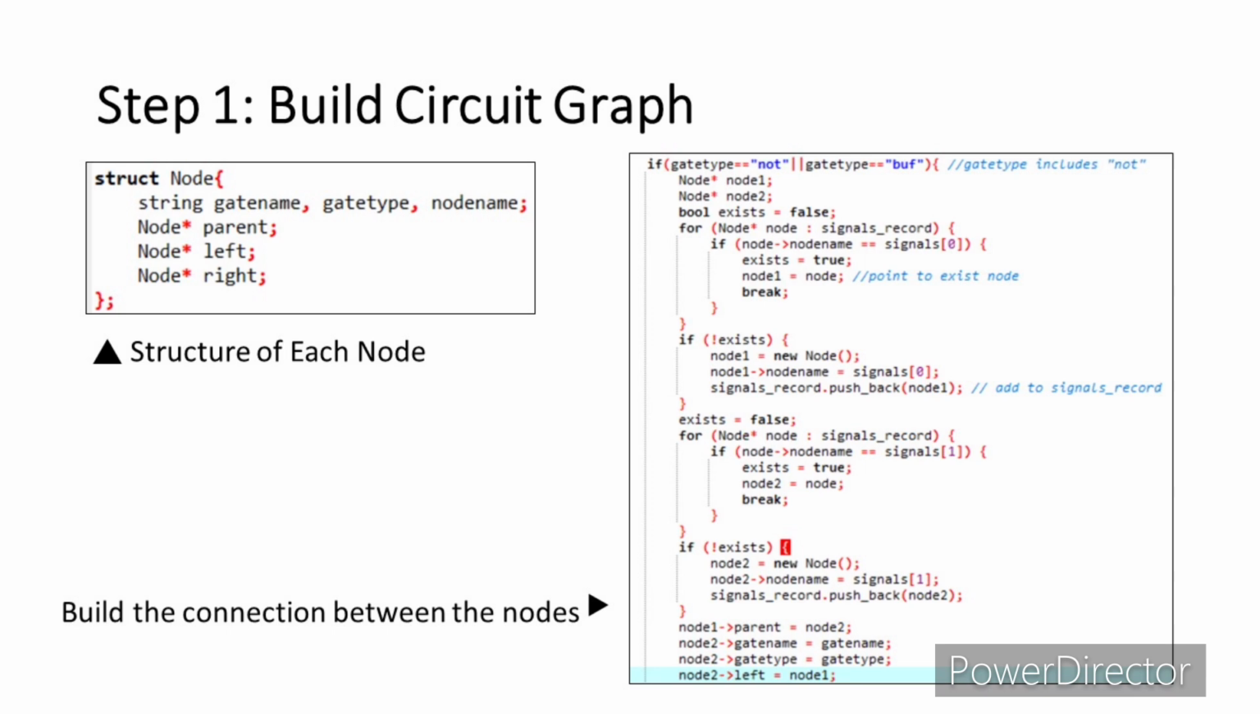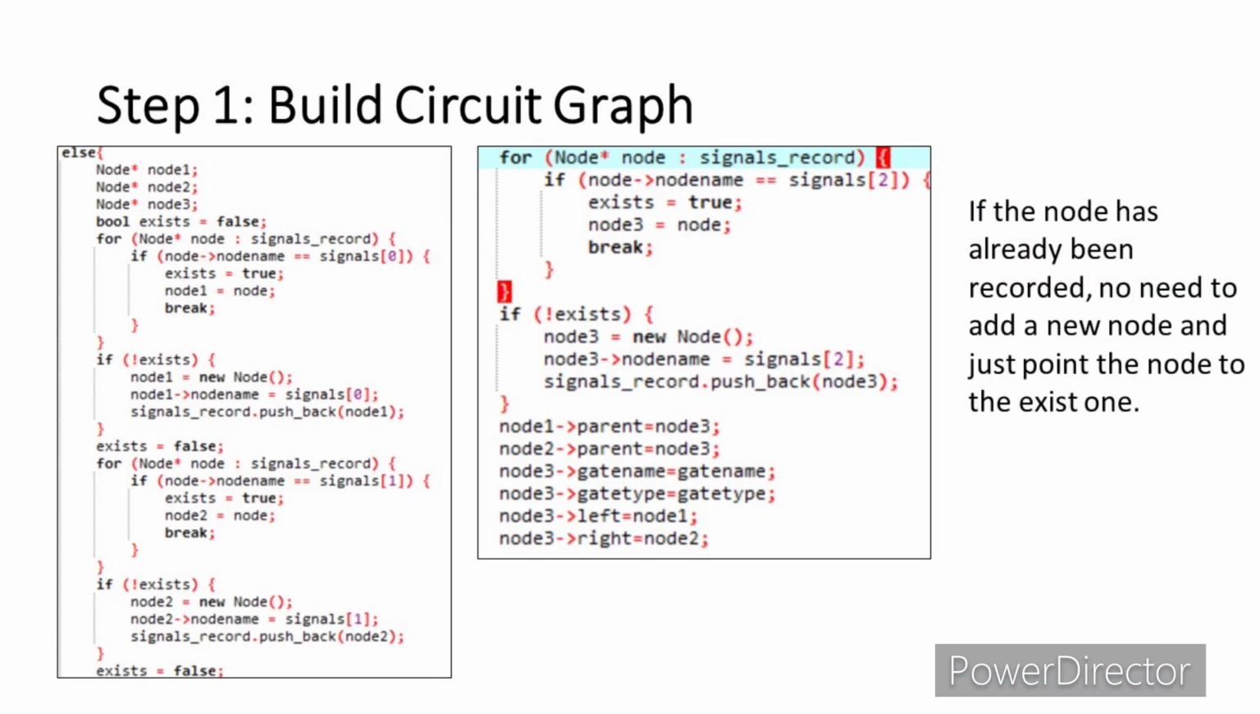By connecting wires, inputs, and outputs to nodes in the tree, I was able to build the structure for the circuit. And if the node has already been recorded, there's no need to add a new node and just point the node to the existing one.